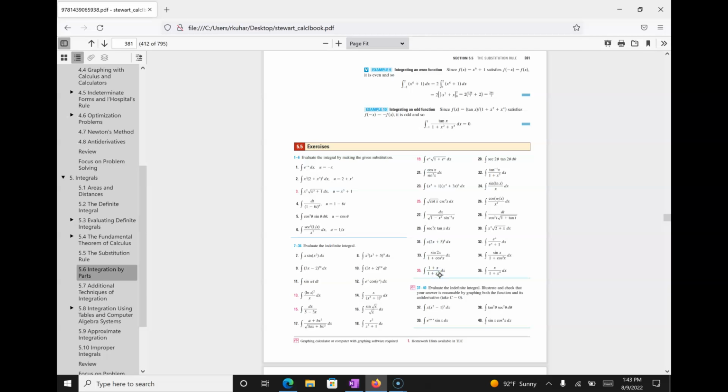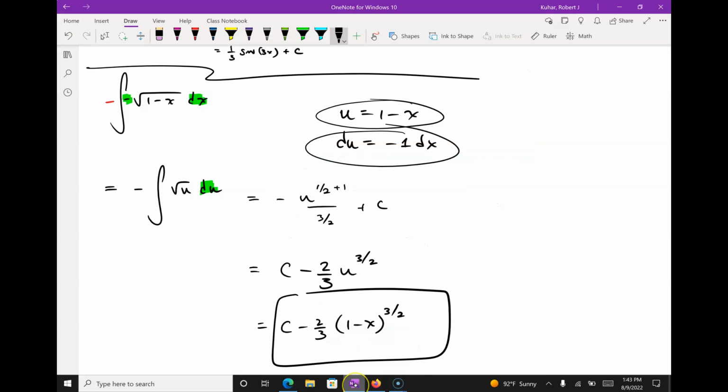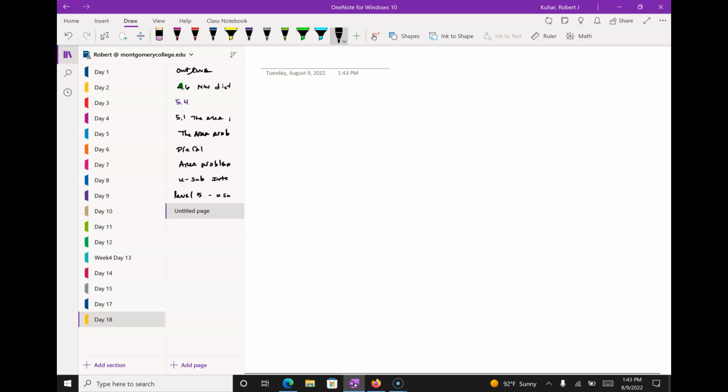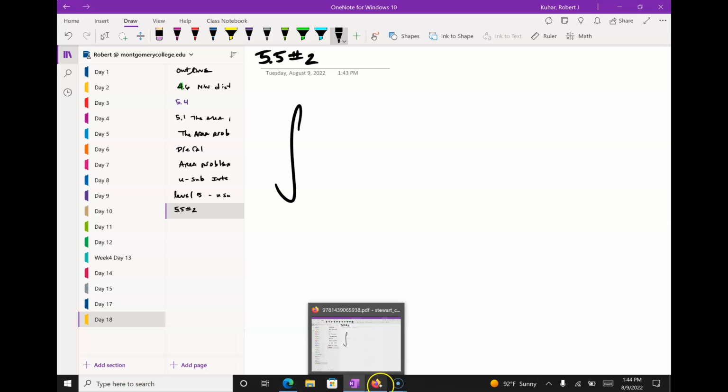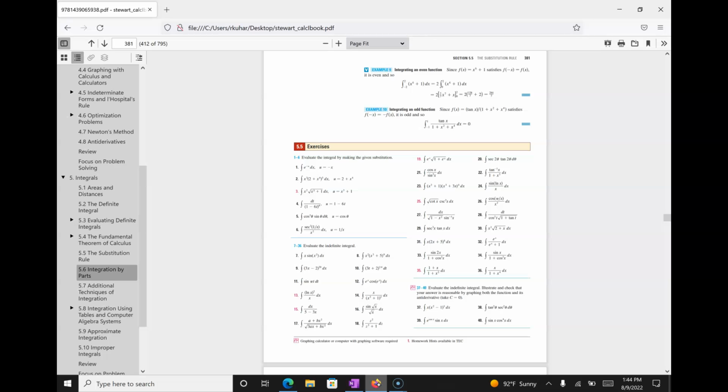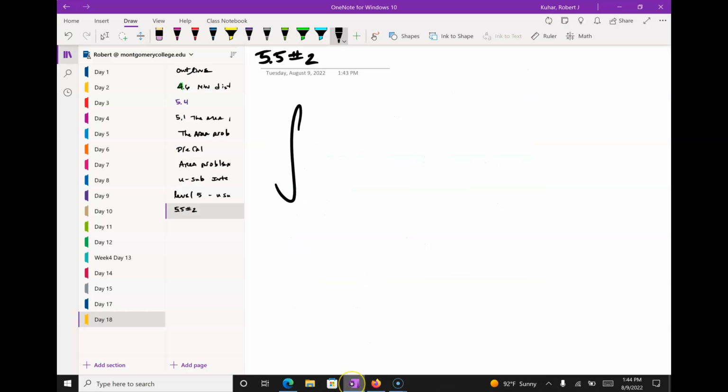Number 2. This is 5.5, number 2. It says the integral of x cubed times 2 plus x to the 4th, all to the 5th dx. This is level 5, right?